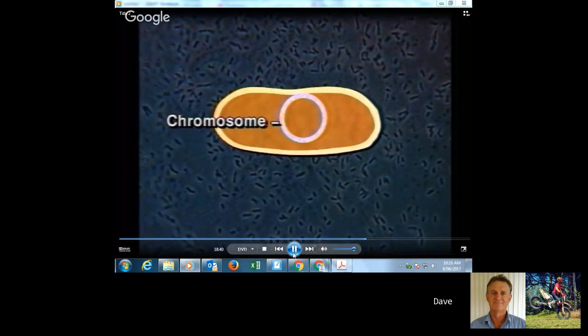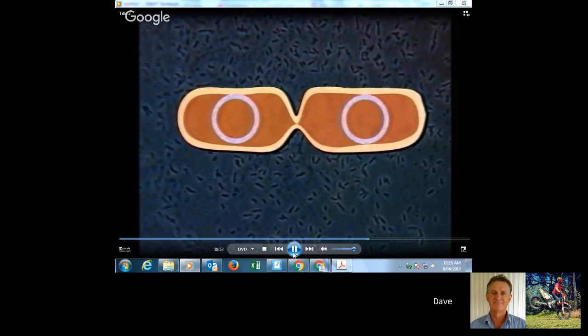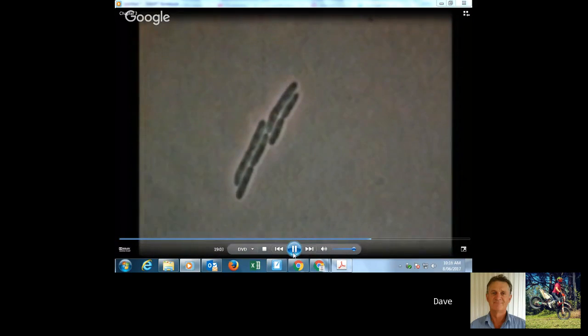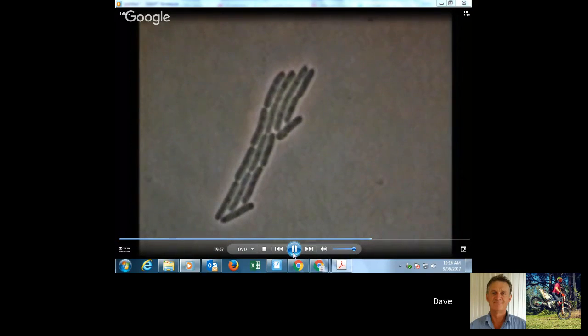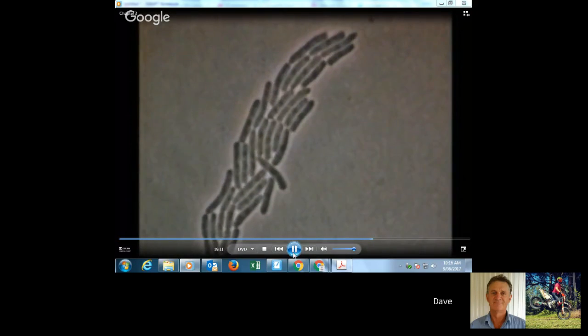Inside this cell is a chromosome in the form of a loop. When a bacterium reproduces asexually, this chromosome makes an exact copy of itself, and the bacterial cell divides. Each of the two daughter cells has identical chromosomes that contain the same genetic information. When bacteria divide like this to form new bacteria, there is no genetic diversity. Over and over again, each new bacterium is identical to the parent cell that produced it.